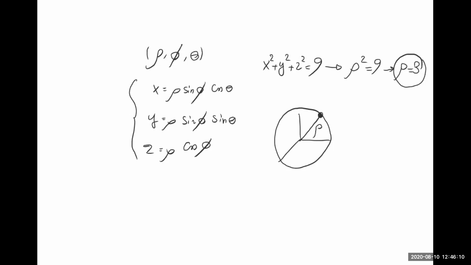You can use these equations to compute x squared plus y squared plus z squared. If you do that, you would see sine squared plus cosine squared, these kinds of things, add up to get 1. So finally, you would get rho squared. So rho squared would be equal to 9, which means rho is 3. We are assuming rho is positive because it's distance, so it wouldn't be minus 3, it would be plus 3.